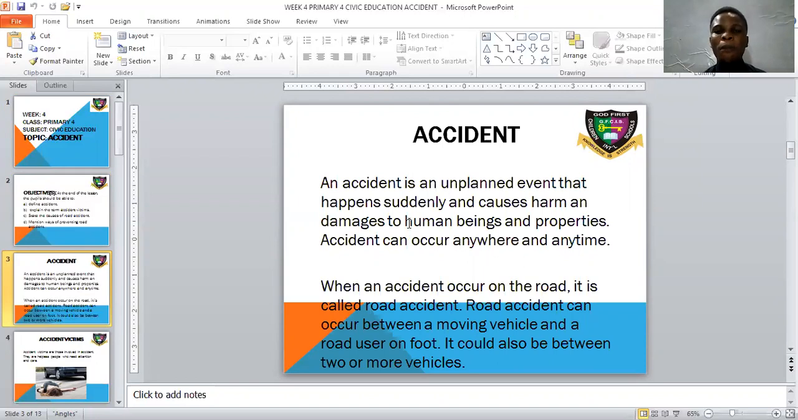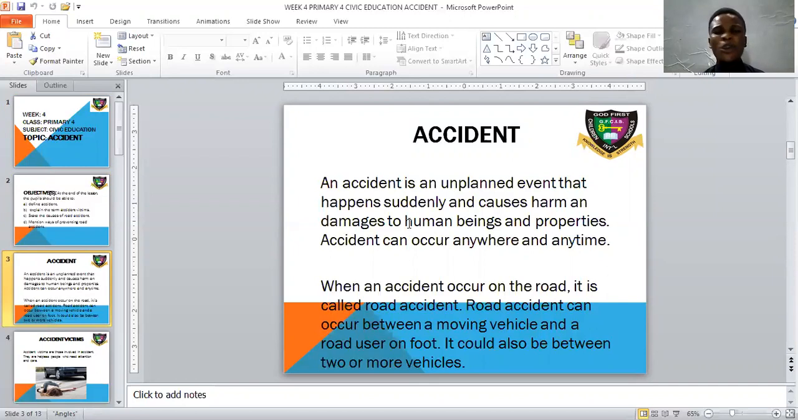It is an unplanned event that happens suddenly. That is another key word. The first one is that it is an unplanned event. You don't plan for an accident. Now, the second one says it happens suddenly. That is within a twinkle of an eye.